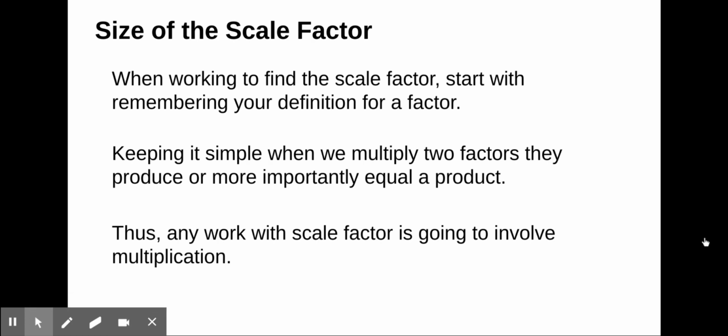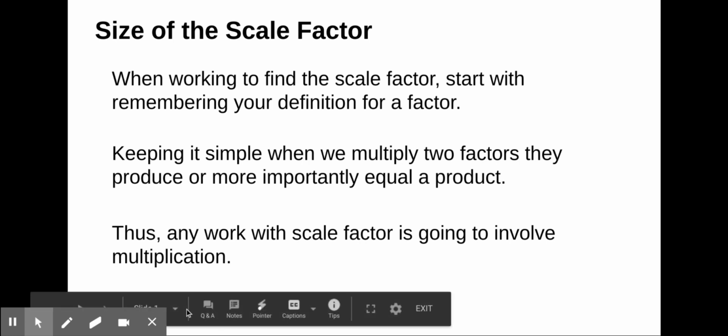Okay, let's talk about today's class, lesson 5, sizes of the scale factor. When working to find the scale factor, start with remembering your definition for a factor. Keeping it simple, when we multiply two factors, they produce, or more importantly, equal a product. Like when you're doing your factor trees, you have the number and the two factors that were part of that composite number. Thus any work with scale factors is going to involve multiplication.